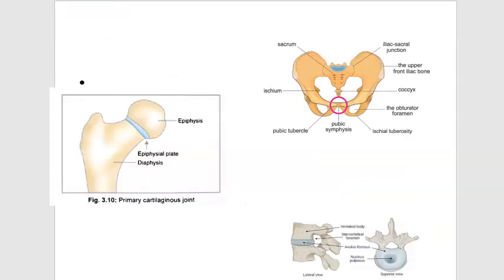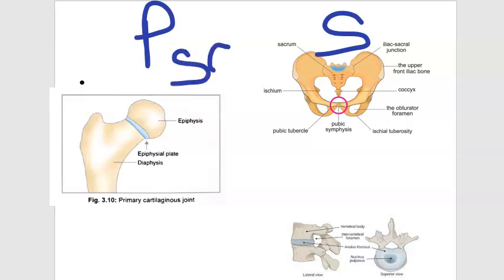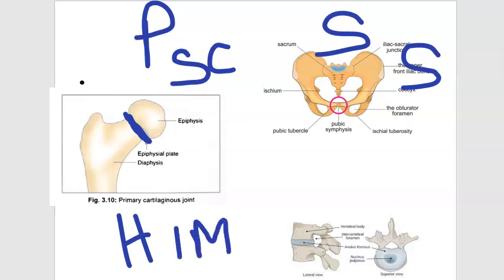So in this, what types do you have? You have the primary cartilaginous joints and the secondary cartilaginous joints. Primary is called what? Synchondrosis. And the secondary is called what? Symphysis. What are the examples for primary cartilaginous joints? Like between the epiphysis and the diaphysis, this is immovable. This is the primary cartilaginous joint. It will have some hyaline cartilage. It is immovable.